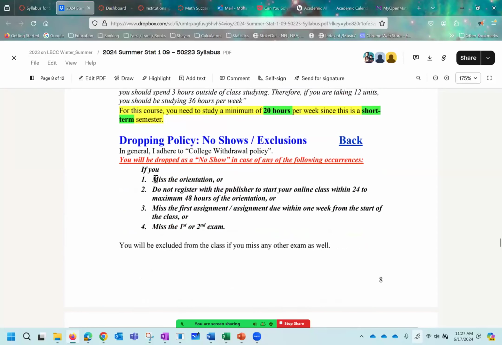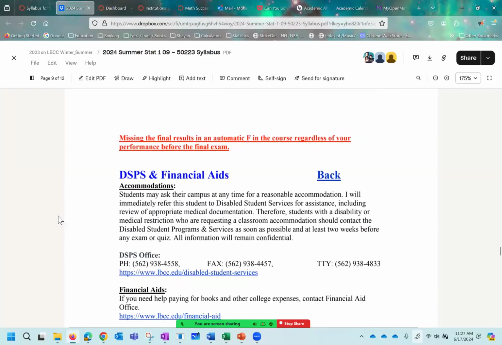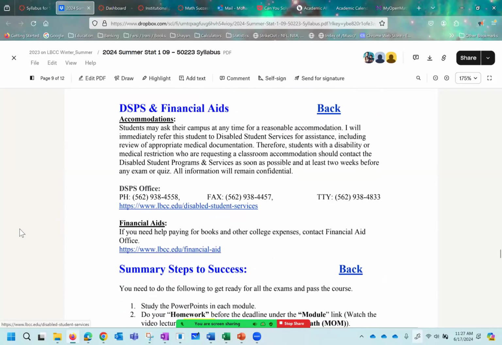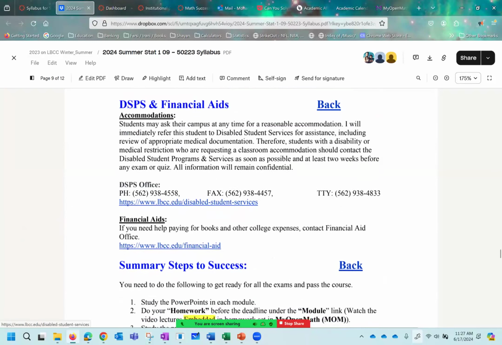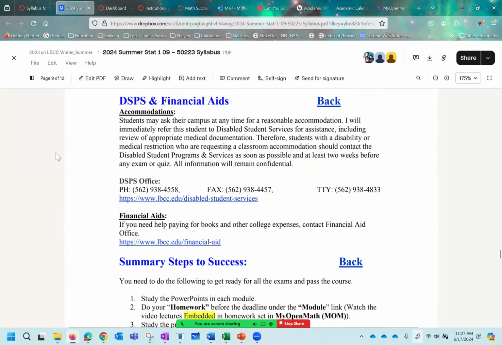Dropping policy: if you miss the orientation or miss registering with the publisher immediately, or miss the first or second exam, you will be dropped from the class. We have more helpful websites such as DSPS and financial aid.